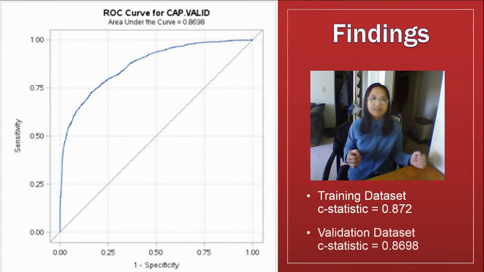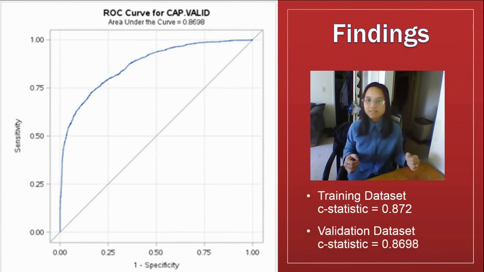Findings. The ROC curve for the validation dataset showed that our model was indeed able to accurately identify frequent opiate prescribers. The validation dataset shows a C statistic of 0.8698, and compared to the training dataset C statistic of 0.872, the small difference indicates no evidence of overfitting and also demonstrates a really strong predictive power.